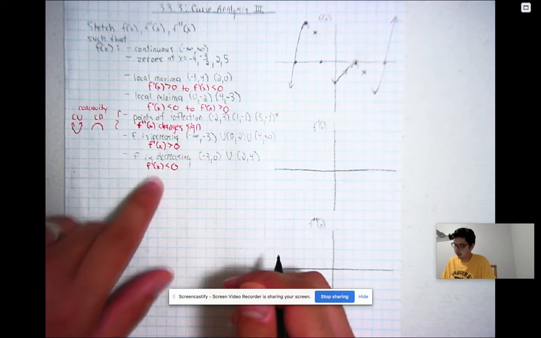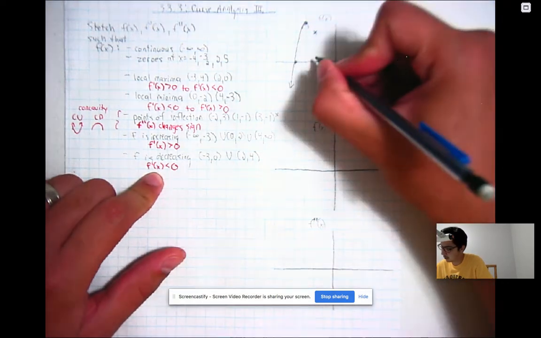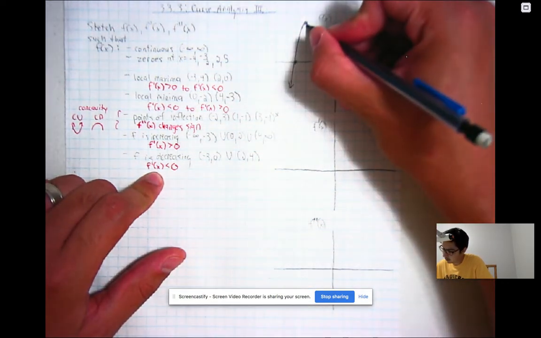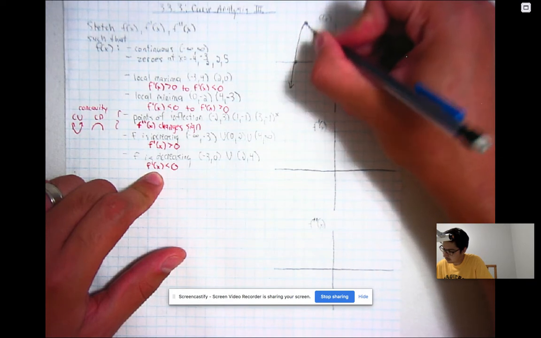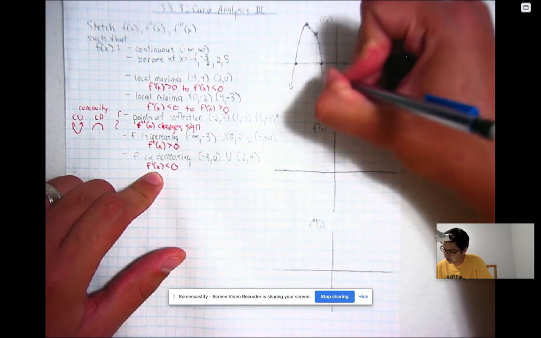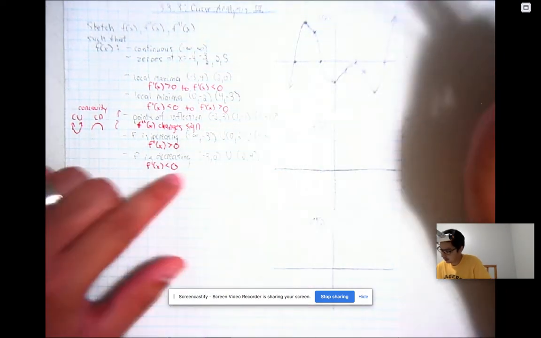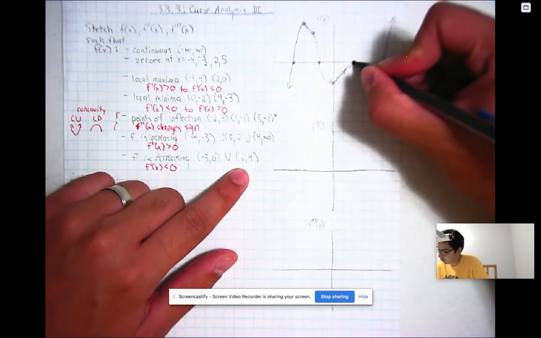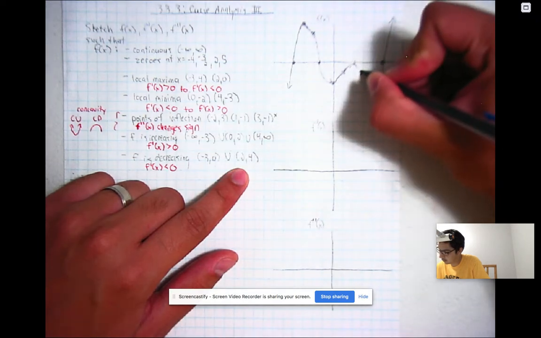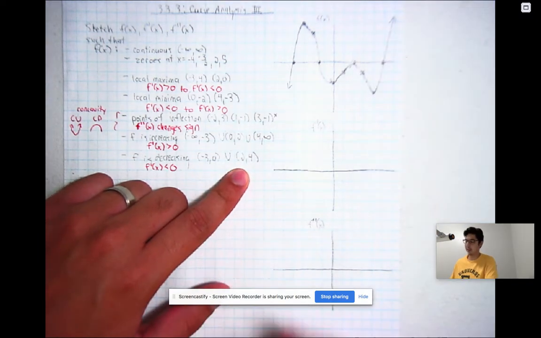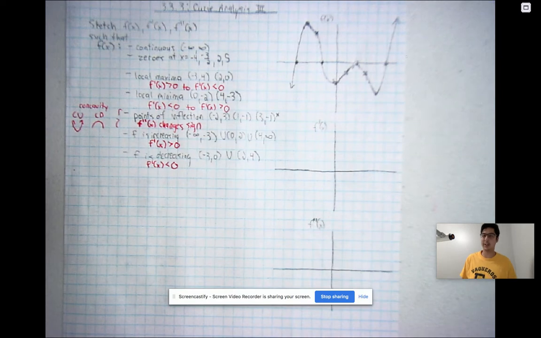f of x is decreasing, so the slope is negative, from -3 to 0. Make sure I go through that inflection point. It's just a sketch. And then from 2 to 4, it also has a negative slope. And just like that, there's f of x fulfilling all those criteria.